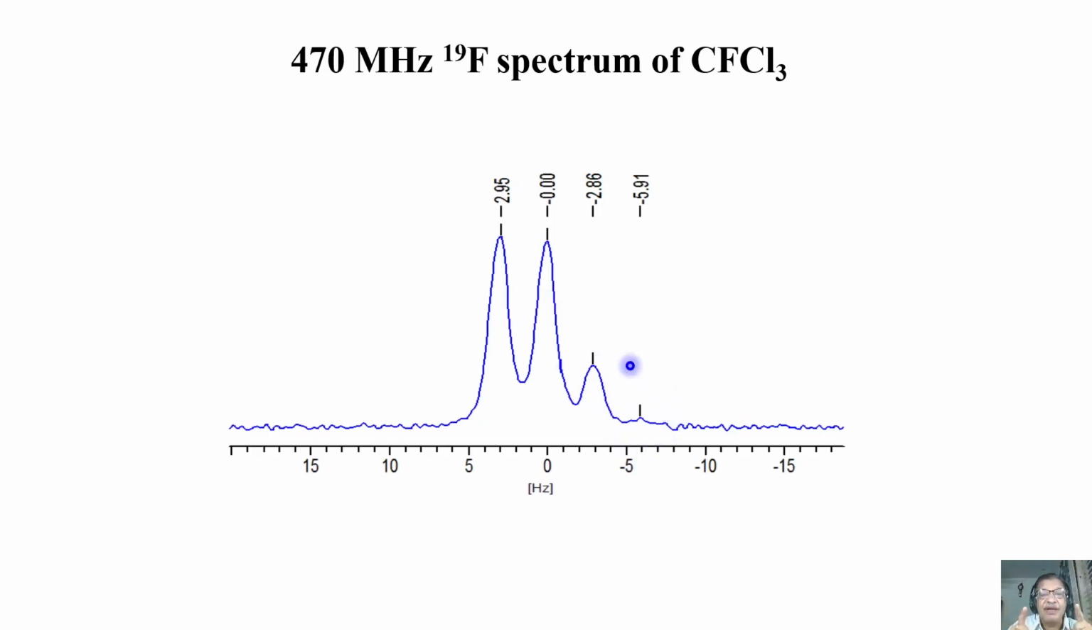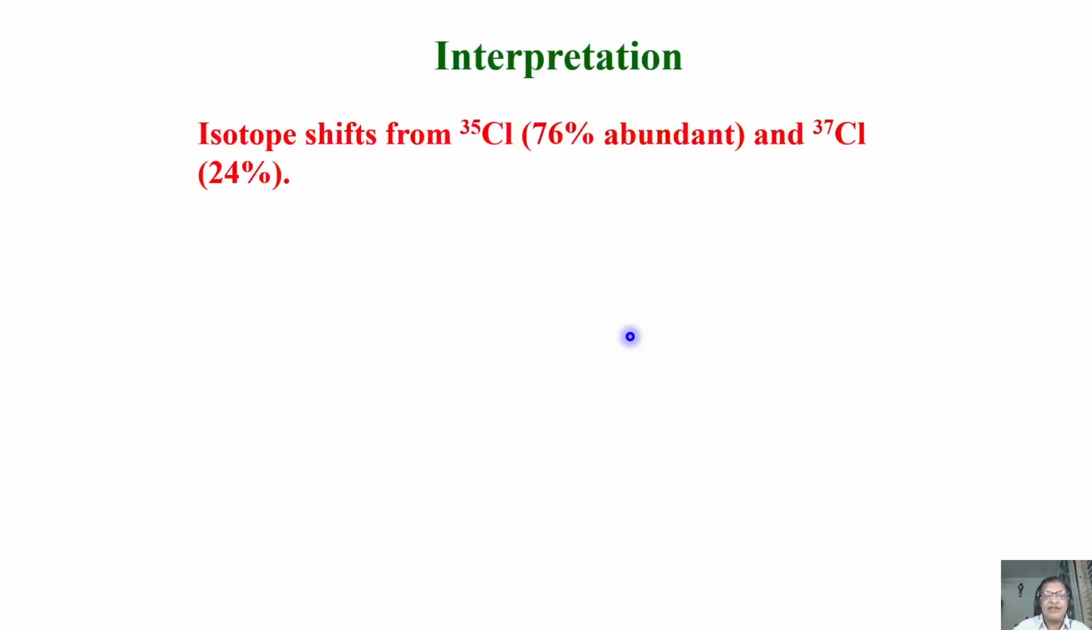And I want to repeat, this is a real spectrum. Don't get confused, it's not an impurity or anything. It's a real spectrum. Now the question is, how can a single fluorine which is present here give rise to 4 such peaks? We have to understand this.